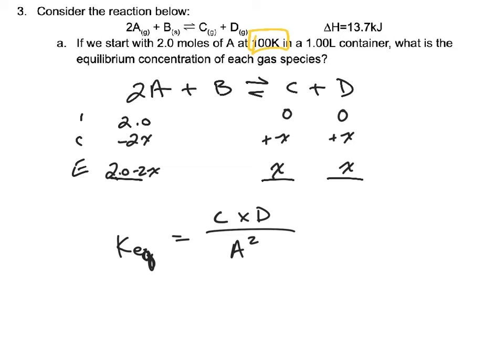And so at equilibrium, you only have one number now. We have x. X is the only variable that we don't know. So you could take your KEQ and say that C times D is x squared, and 2.0 minus 2x is squared, and all of that equals the KEQ that we identified earlier in the question, 1.15 times 10 to the negative 6th.